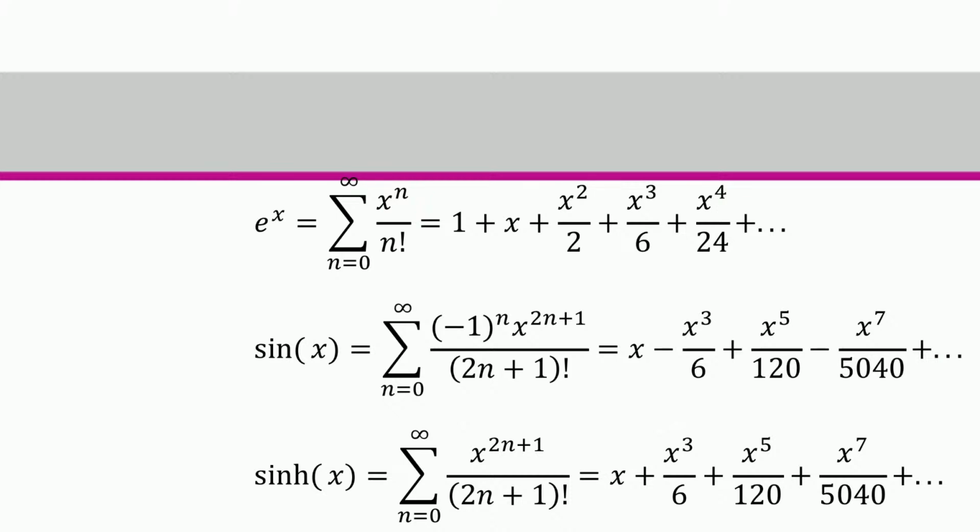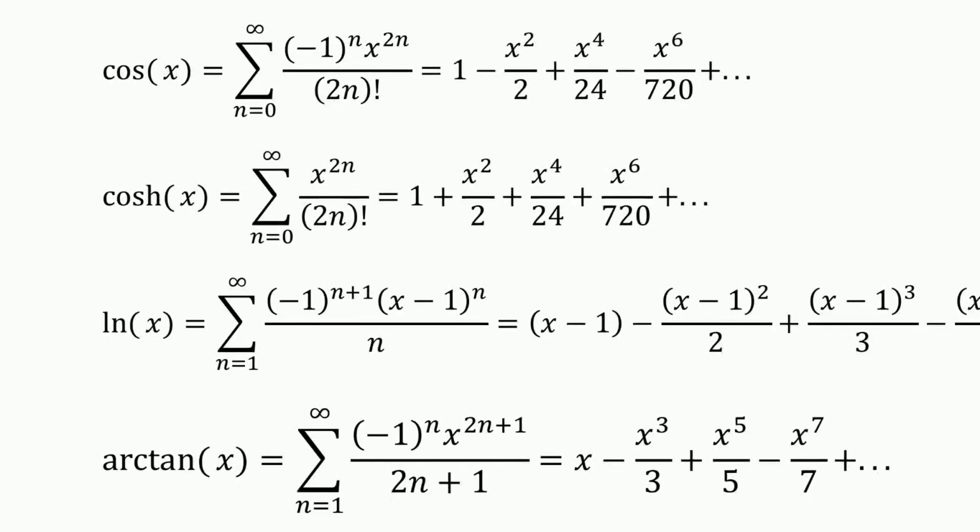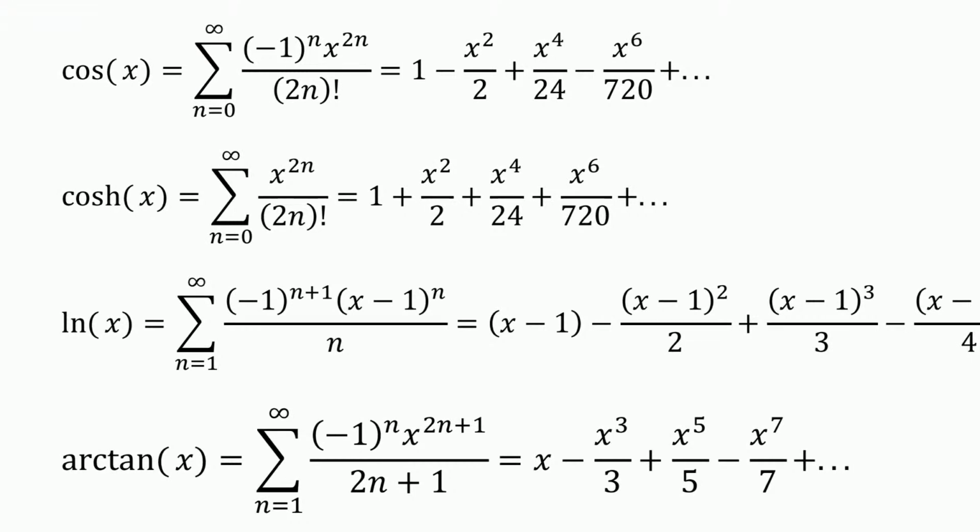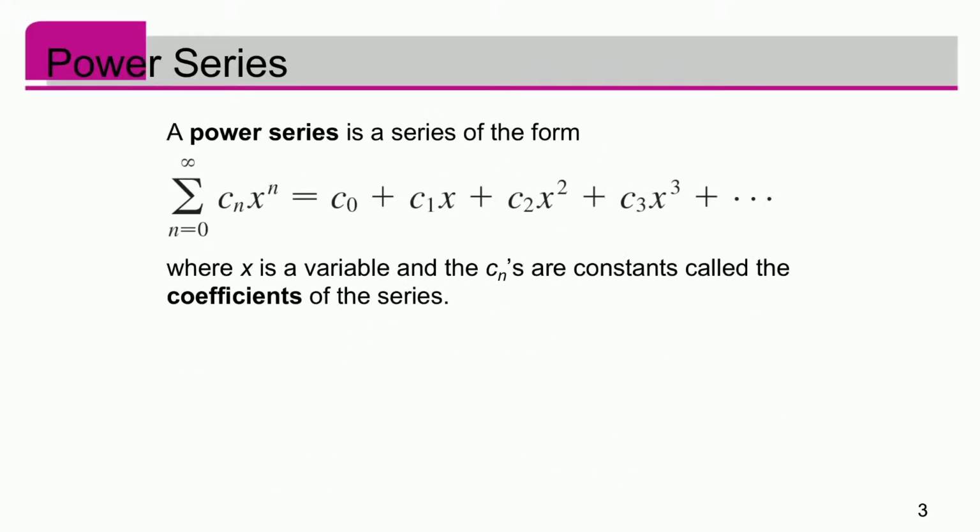But e to the x has this beautiful series representation. Sine and cosine are really beautiful as well. Same with the hyperbolics. And then, of course, how can I leave arctangent out of the mix here? We'll go over all of these. In fact, later today, if we have time, we'll have the arctangent series, and I'll show you where that comes from.